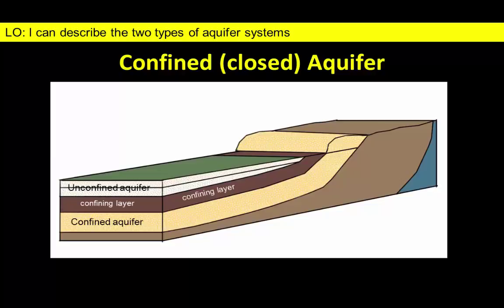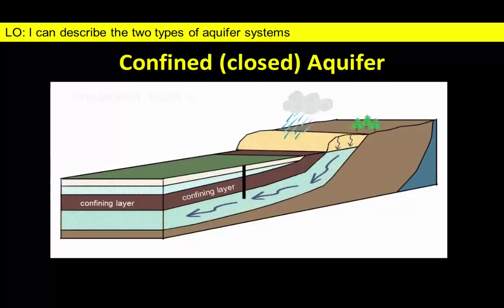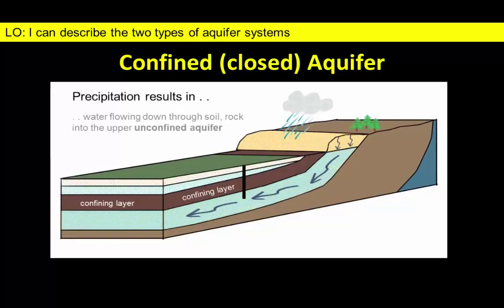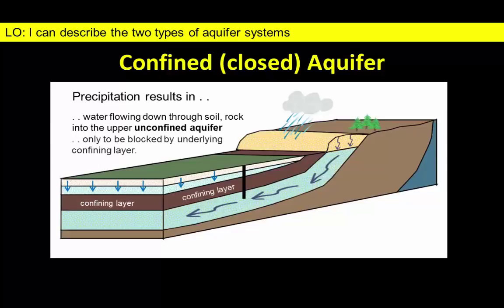Water doesn't enter confined aquifers as easily as it does an unconfined aquifer. Water can just trickle down into the unconfined aquifer, but the underlying confining layer prevents groundwater from continuing its journey directly into the confined aquifer from above.